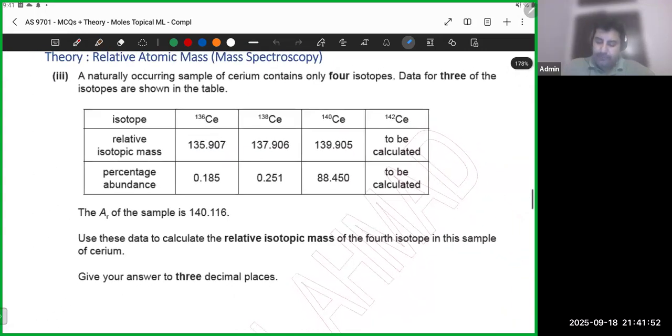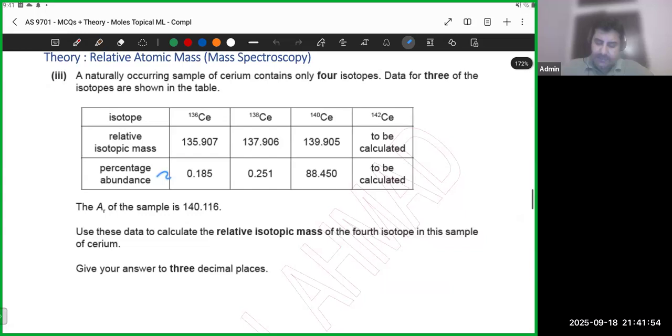Now it says there is, what is its name? Cerium. Okay, there's a cerium atom. It's got four isotopes, and he's got the relative atomic mass.